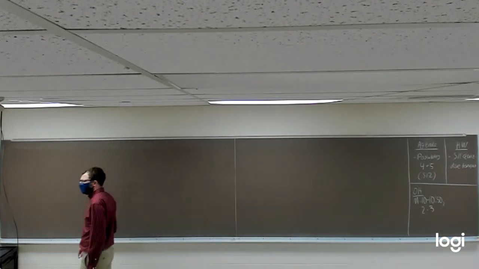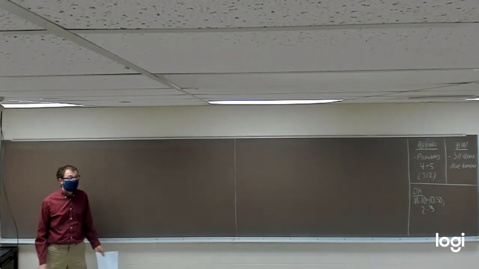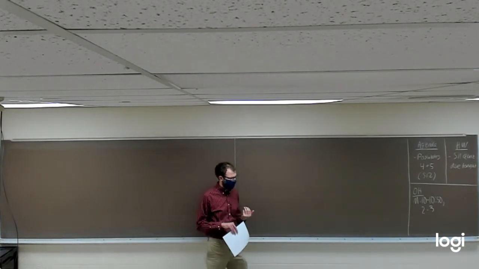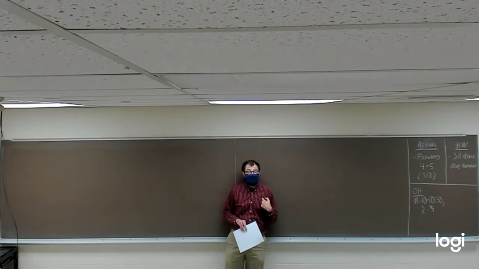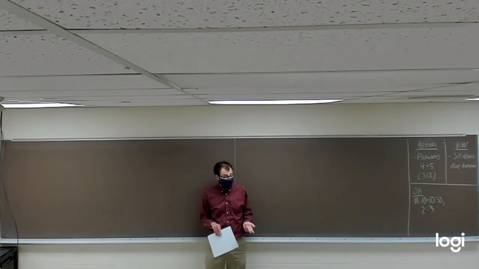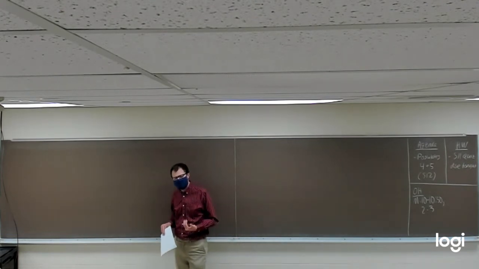Postulates 4 and 5 are a little bit different in that they're not concerned with constructing things so much as they are properties of pre-existing objects. And specifically, postulates 4 and 5 are going to deal with angles.